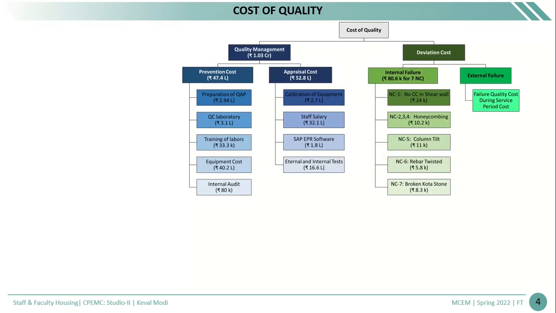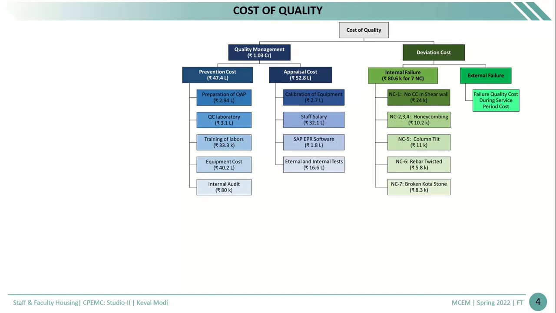Then comes the cost of quality. Cost of quality can be divided into two parts: cost of quality management and cost of deviation. The cost of quality management is calculated at 1.03 crores, which can be further divided into two parts: prevention cost and appraisal cost. Further breakdown is mentioned here.